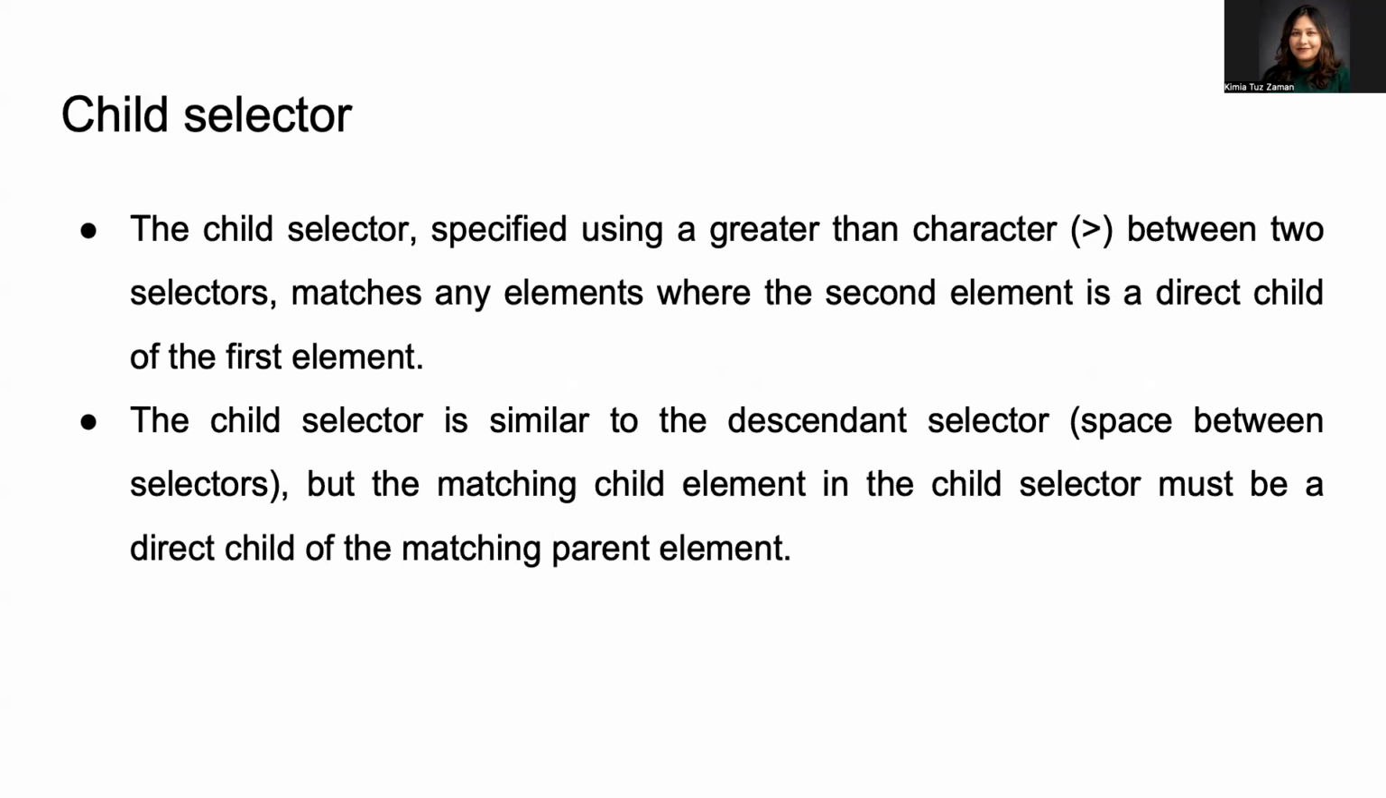So think of it like this: the descendant selector looks at the entire family tree, including grandchildren, great grandchildren, and so on. But the child selector only looks at the immediate son or daughter. So, quick check, if I write unordered list greater than list item, which element will it match? Yes, only the list items that are direct children of the unordered list, not any nested ones inside another list.